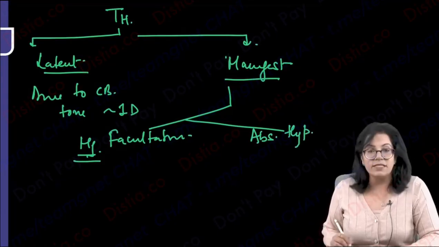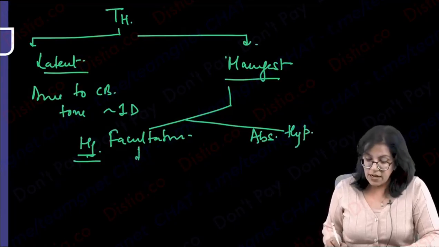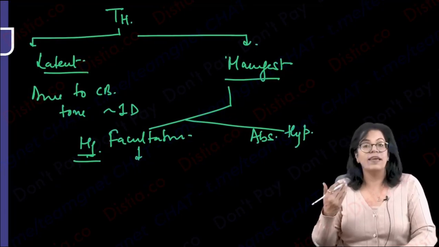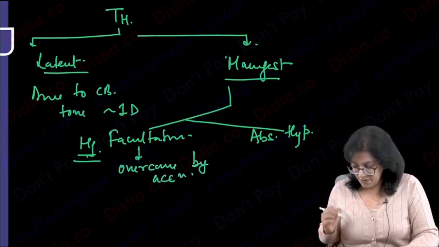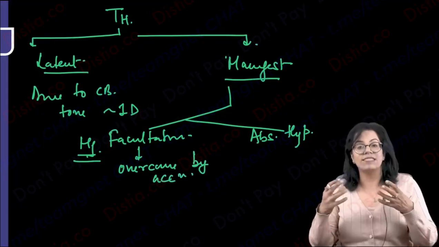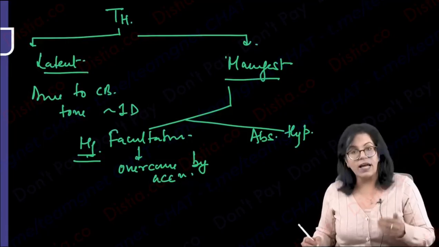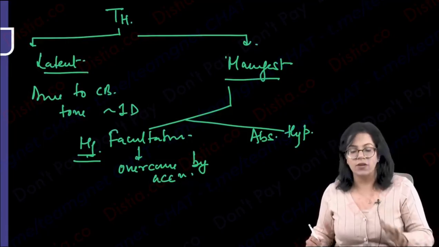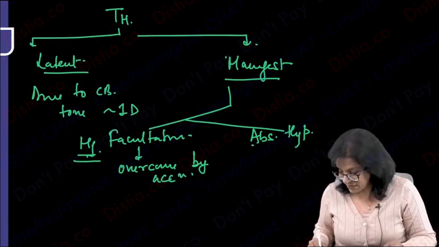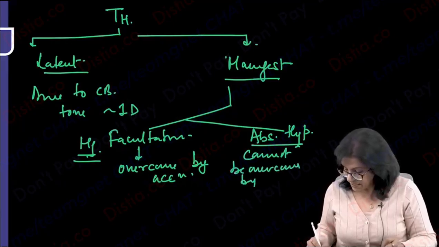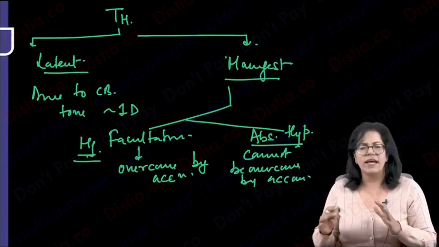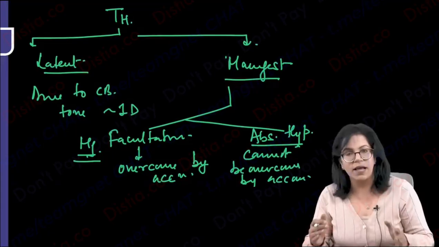So when do you call it facultative? When you can overcome this hypermetropia by accommodation. When you can overcome it by accommodation, we call it facultative, meaning above the basic ciliary body tone. And absolute means the one which cannot be overcome by accommodation. Just have an idea why it is divided.